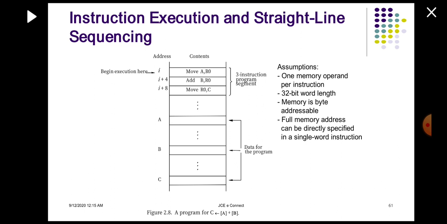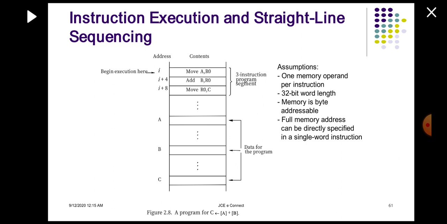As we have seen in the figure, the address is specified as I. We are assuming that each memory location will hold 32-bit data. So after the first memory location, the next will start at I plus 4, because I is 32 bits, which means it will require 4 bytes, that is 0, 1, 2, 3. The next will start at I plus 4, which will also require 4 bytes, so the next will start at I plus 8. This is how the instructions are placed in the memory with the address.